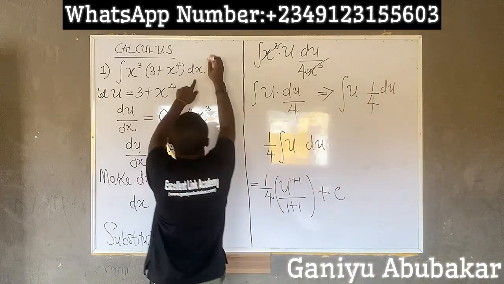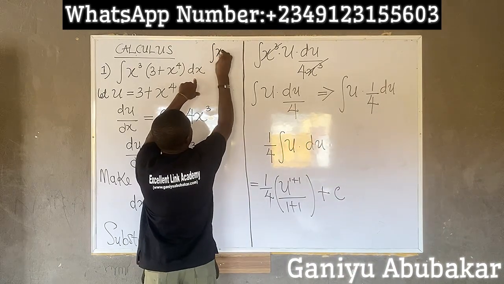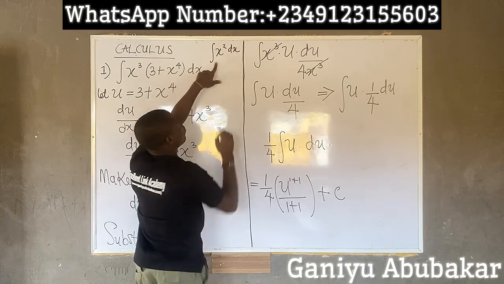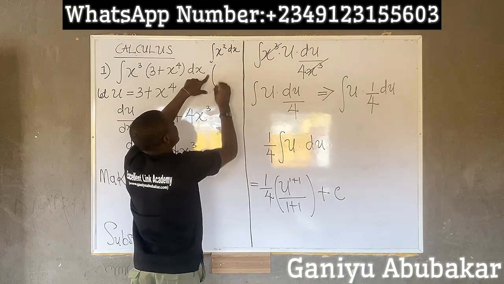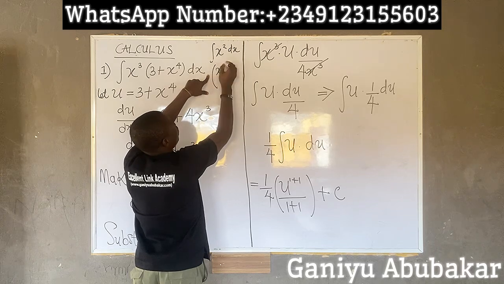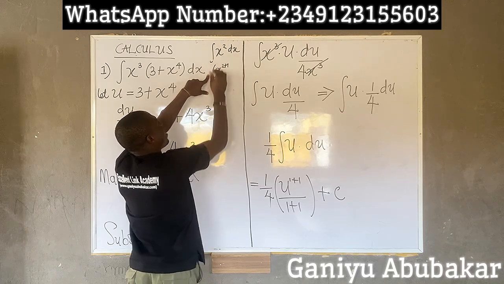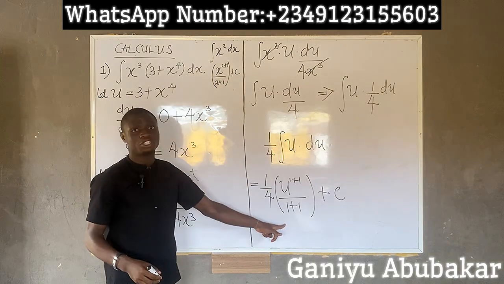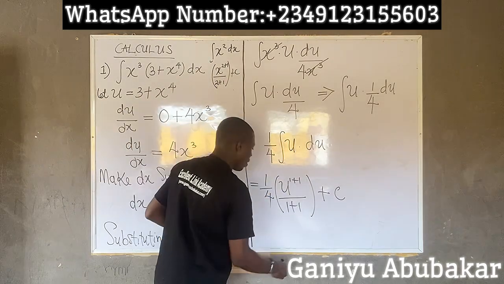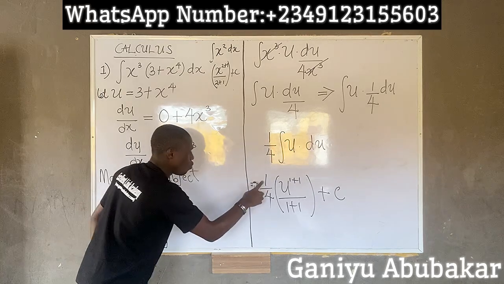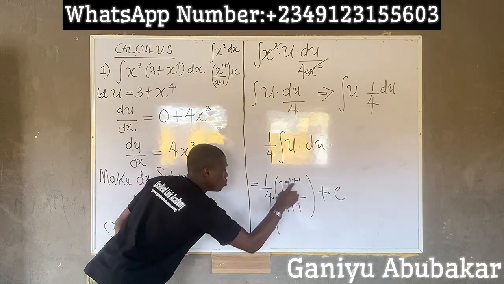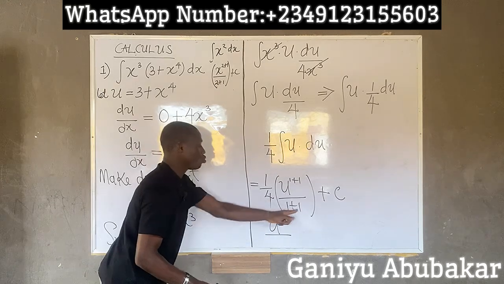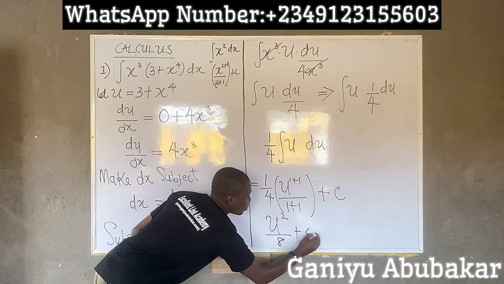So if I have the integral of x squared, for instance, with respect to dx, it's easy as saying I have x squared, add 1 to the power, plus 1 all over, the power is 2 plus 1, plus c. From here, my final answer becomes 1 times this gives you u squared all over 4. 1 plus 1 is 2. So 4 times 2 gives you 8, plus c.